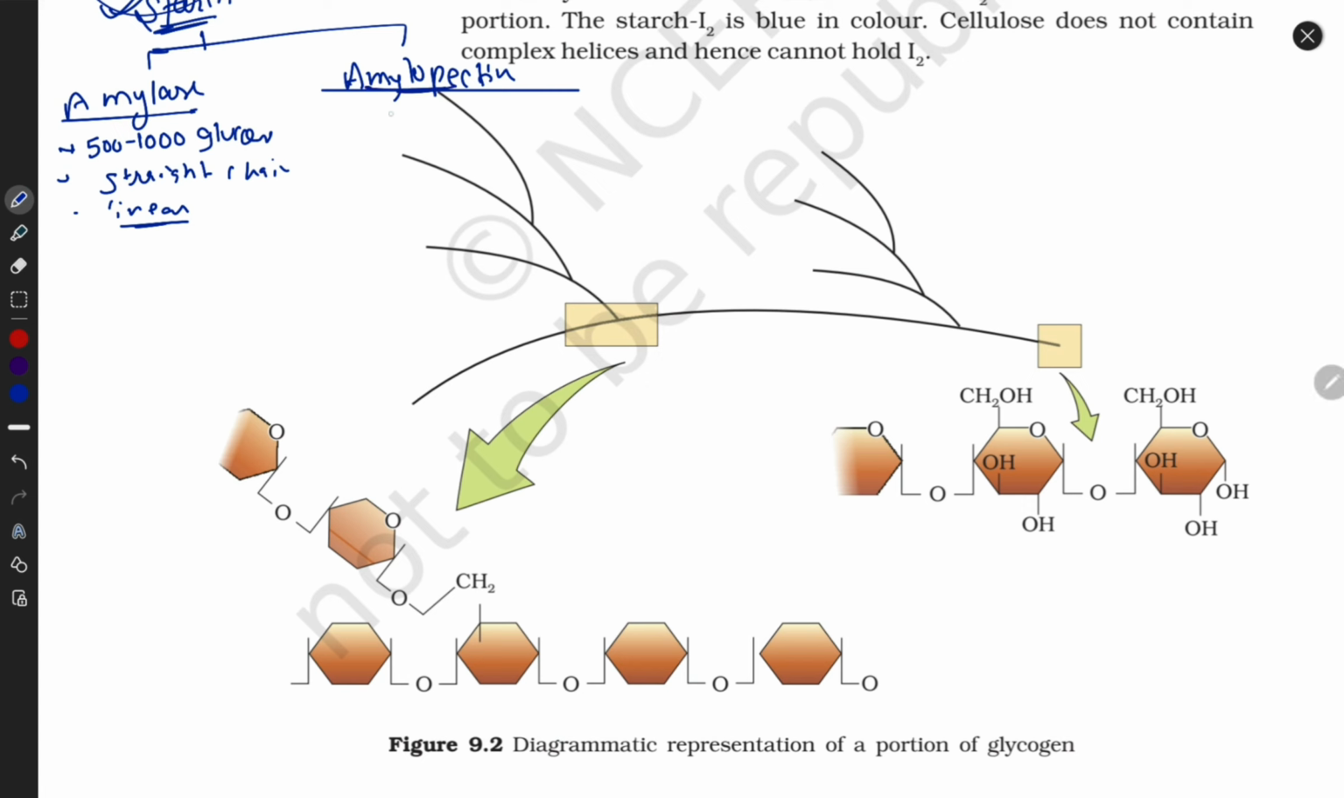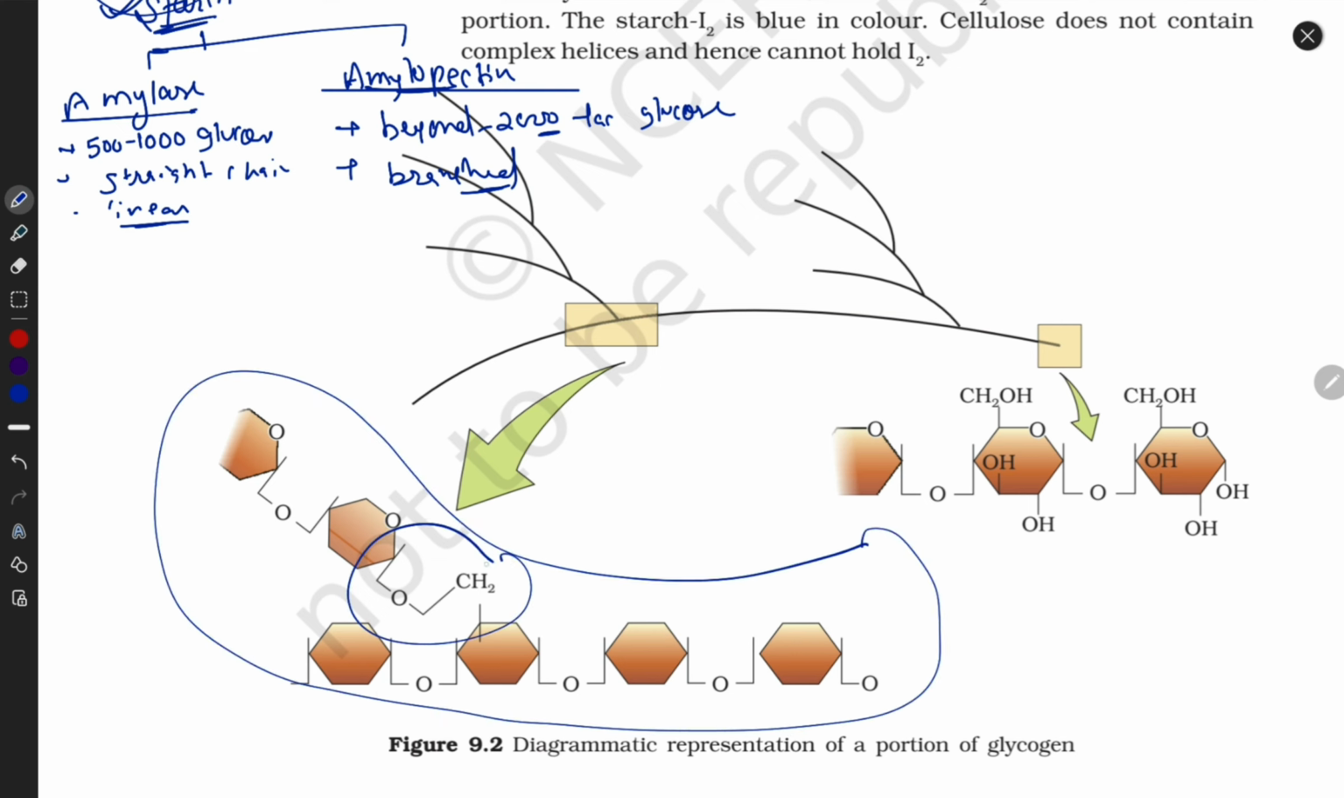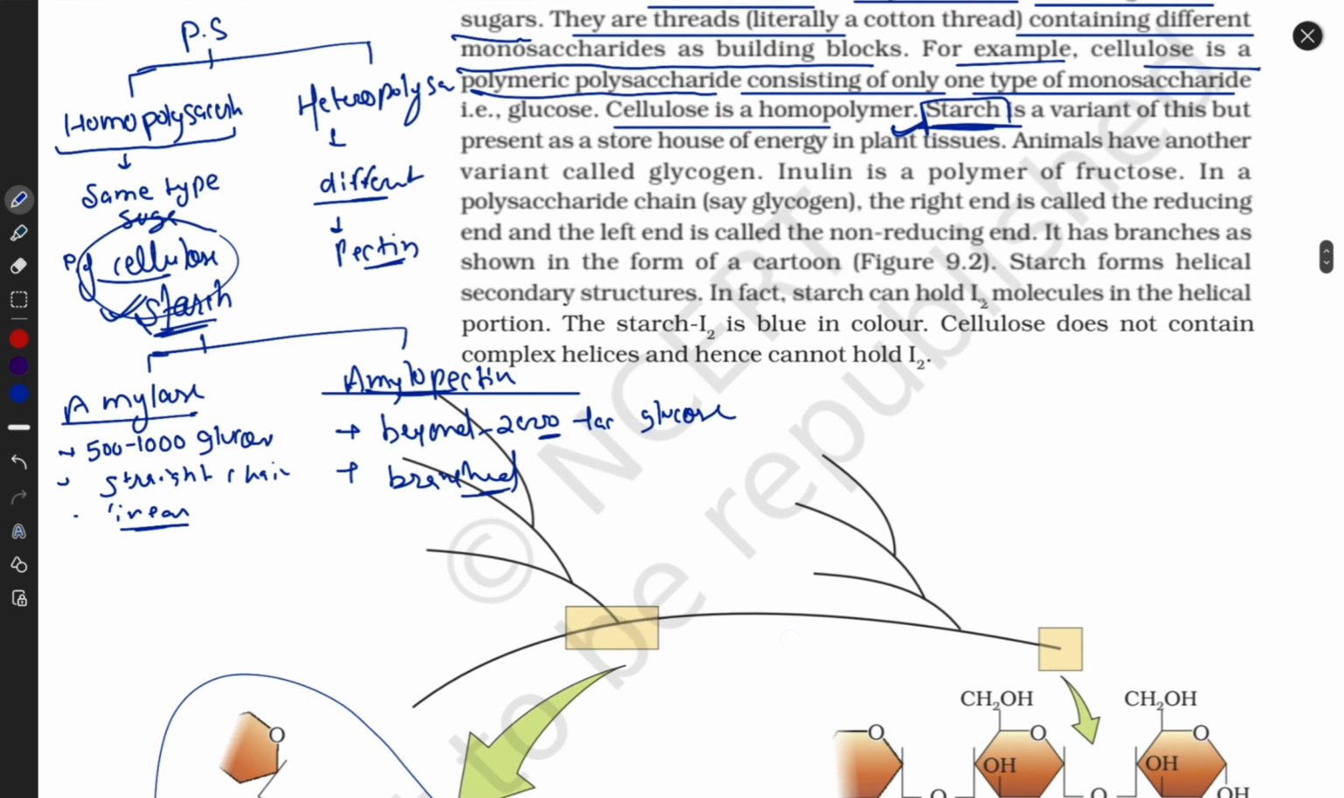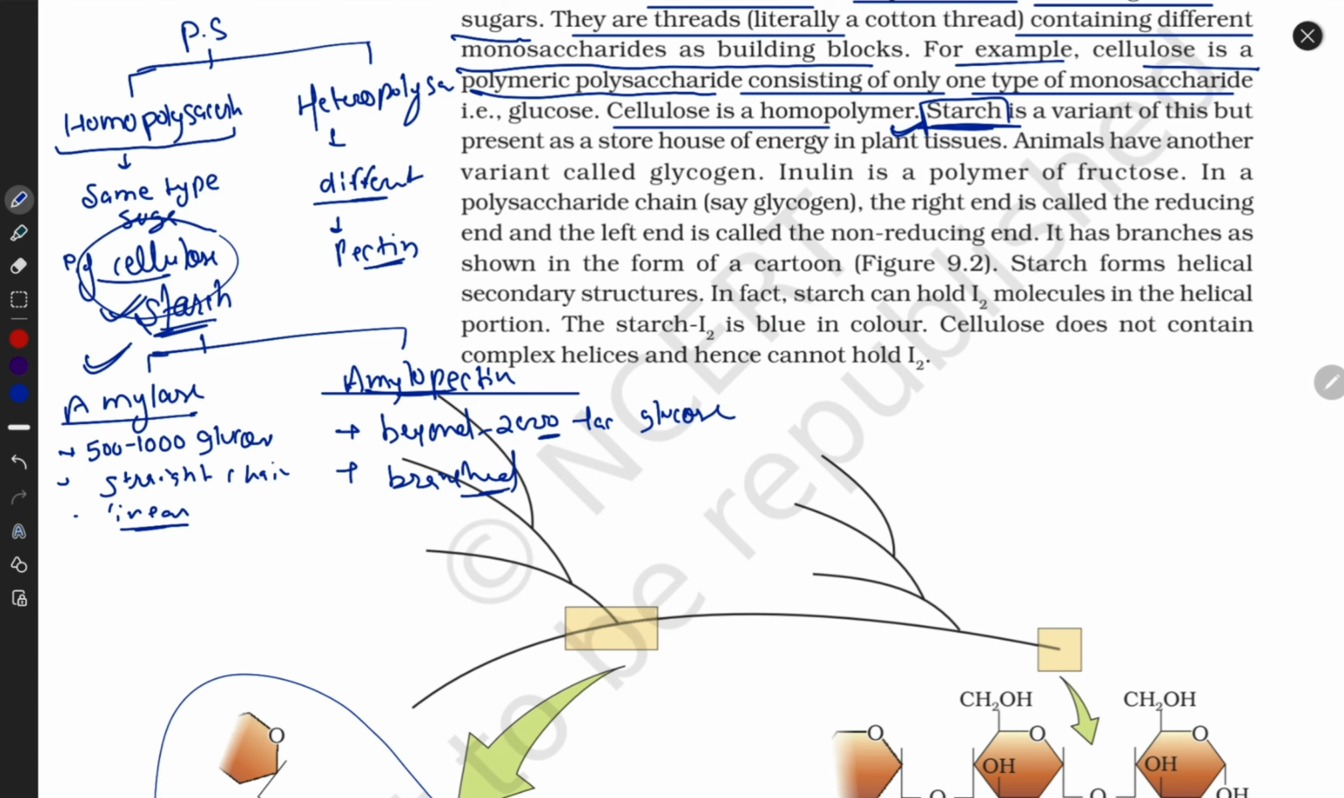Now, what is amylopectin? They are made up of beyond 2000 to a lakh glucose subunits, and they are branched. Compulsory, they are branched. Like this orientation. They are branched. Bonding: 1, 2, 3, 4, 5, 6, and they connect with carbon number 1. Clear or not, guys? So starch is clear. I hope starch is clear.